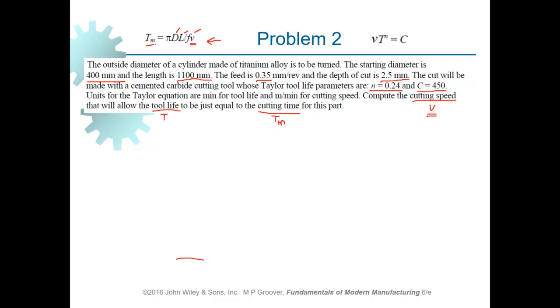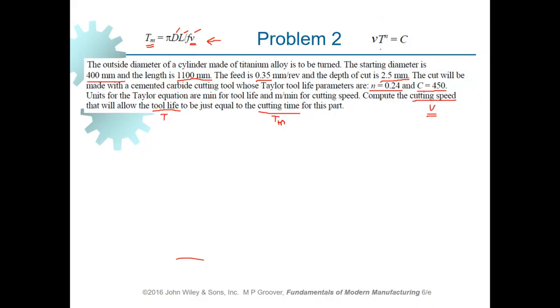Now, we are after computation of the cutting speed, so we don't have the value of V, but the values of all the other parameters in this equation are given, and we also do not know the value of TM. We do not know the value of TM. We do not know the value of V. All the other parameters are given in this problem. Okay, what do we do now?